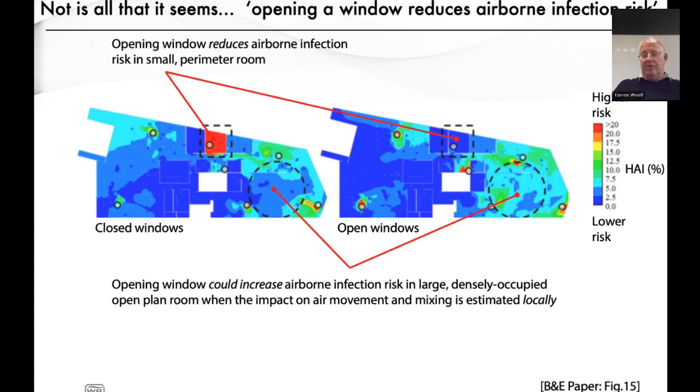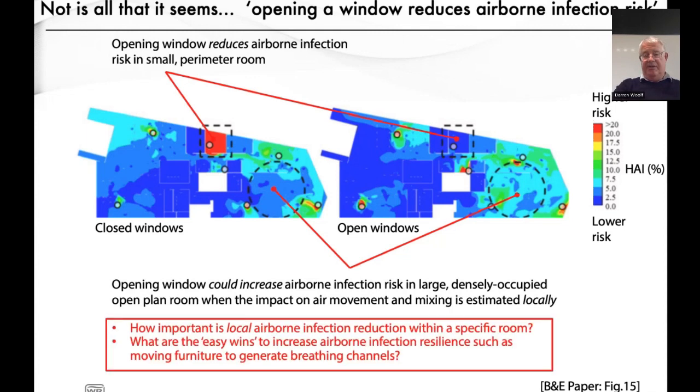There was a whole series of windows across the whole of that facade that were opened. So the question is, if you've got a large densely occupied open plan room, how does opening a window impact the air movement and mixing? And how's that estimated locally? Because that could actually increase your risk. What are the easy wins to increase airborne infection resilience, such as moving furniture? Should we be generating breathing channels?